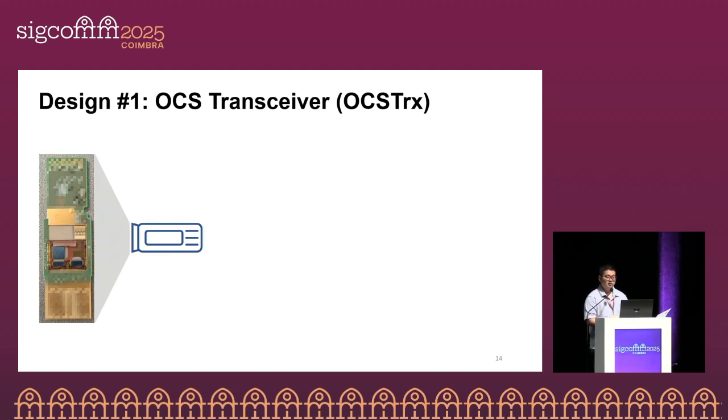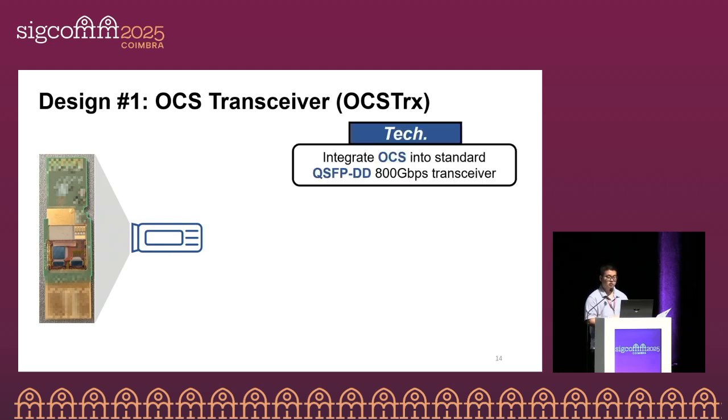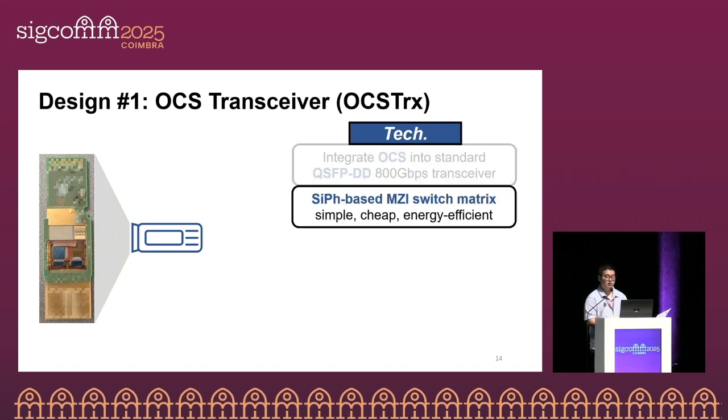The first design is the OCS transceiver. We integrate OCS into a standard QSFP-DD 800 Gbps transceiver. The OCS is based on silicon photonics and a light switch matrix, which is simple, cheap, and energy efficient.